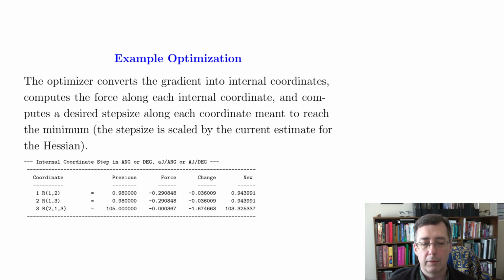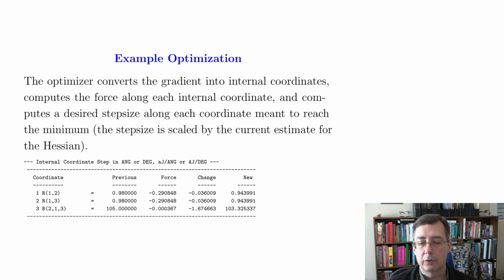So here's just a printout of that process where I'm showing the coordinates that I guessed. Those are the previous ones. The forces, and those forces, I guess in this case, are actually in SI units, so they're attajoules per angstrom or something, or degree. And notice again the forces are symmetric, and I've got the same force in each OH bond, and then the angle has a much smaller force. And then based on those forces and the guess Hessian, we compute a change that we want to make in those bond lengths and bond angle.